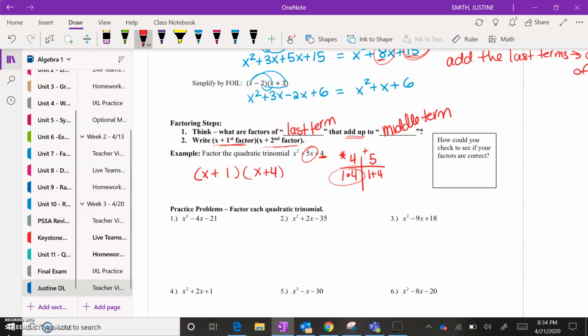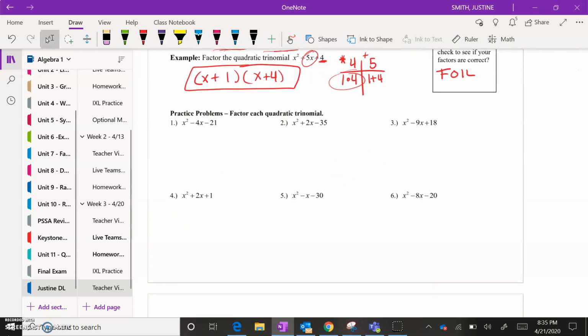So it says, how could you check to see if your factors are correct? You can FOIL. So we could take this answer and again do first, x squared, and then outer and inner, 4x plus 1x gives us the 5x, plus the last gives us 4. Okay, so if you FOIL, you should be able to get the original trinomial.